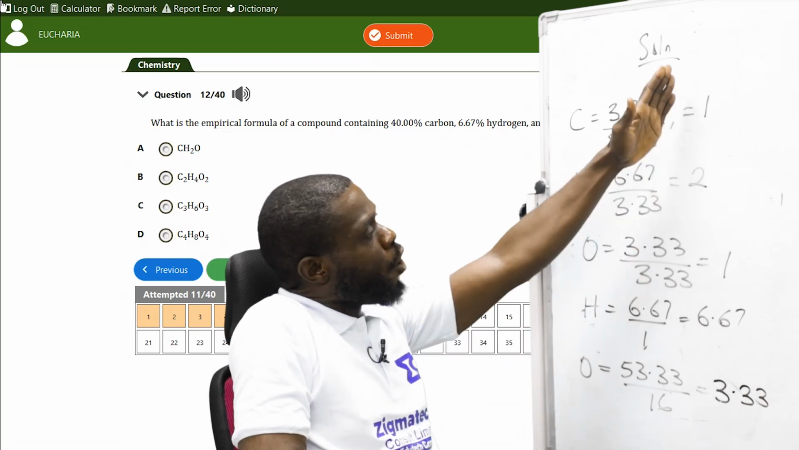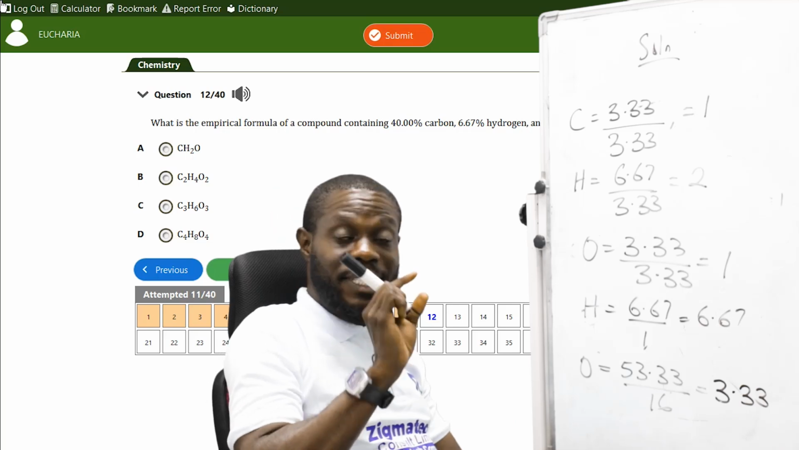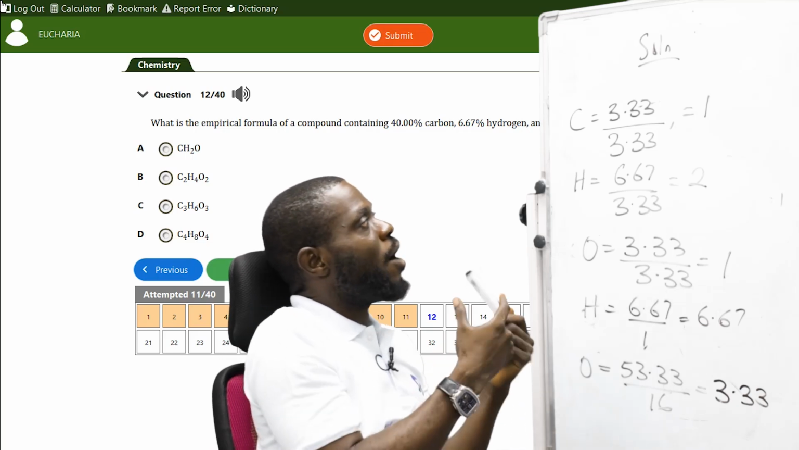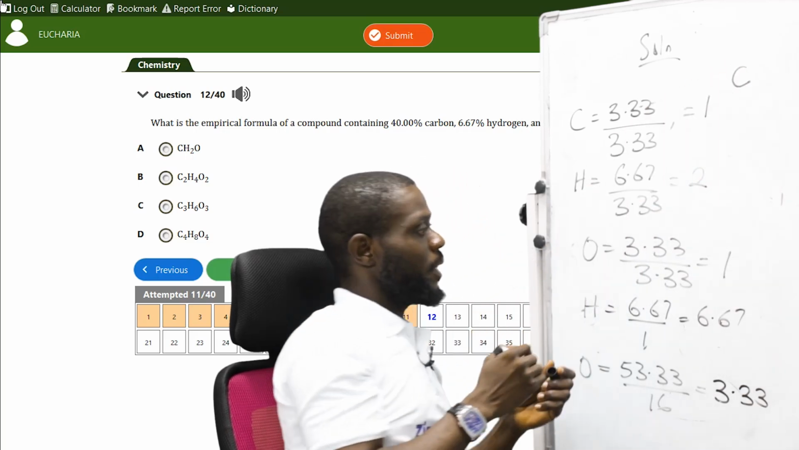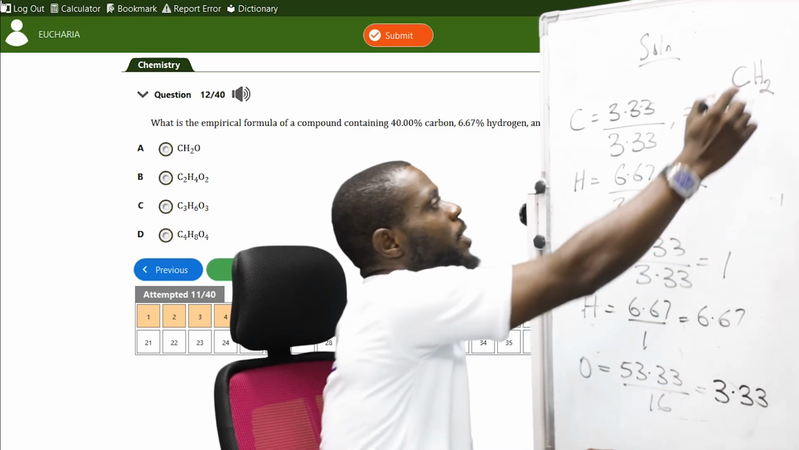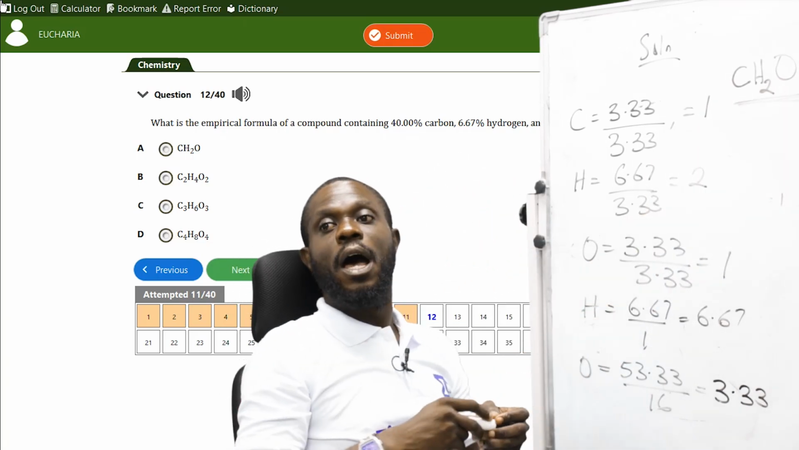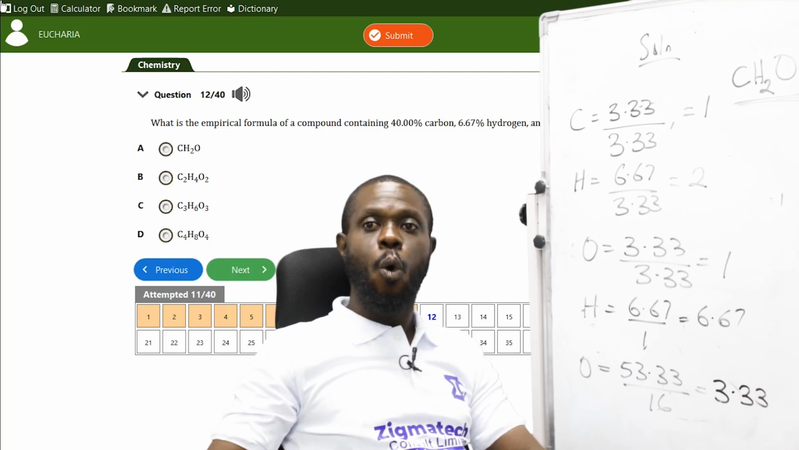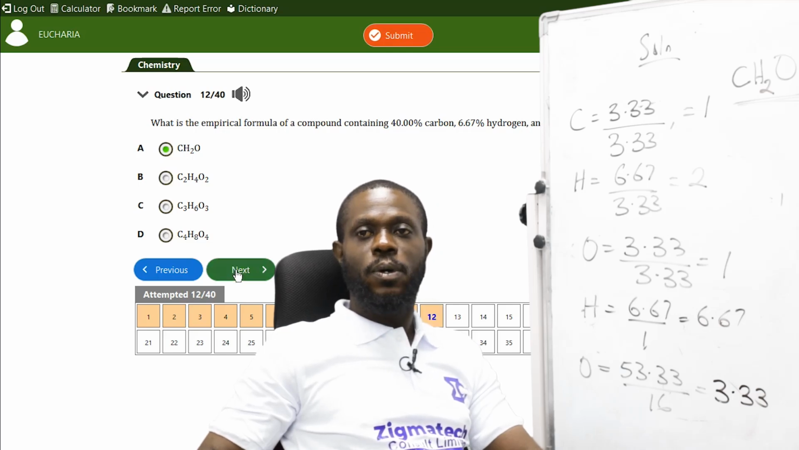So now, they say the coefficients, the answers you get, become their subscripts. All right? So the subscript of carbon is 1. The subscript of hydrogen is 2. And the subscript of oxygen is 1. This is the empirical formula of this compound: CH2O. So the correct answer is A. Let's go to the next one.